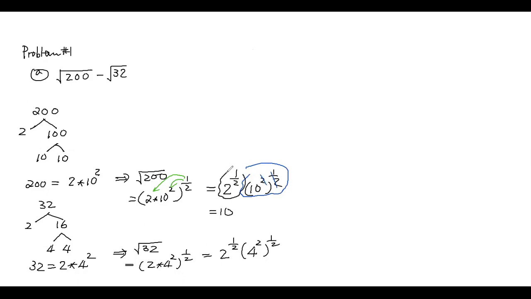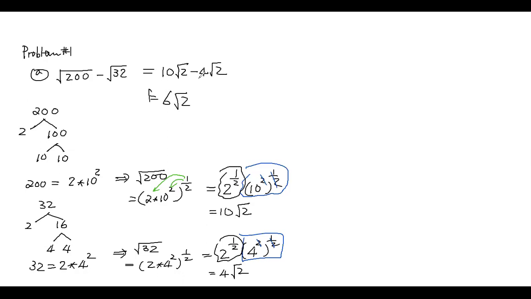So what is this one here? This is 2 to the 1/2, that's the square root of 2. The same way for this one, the 2 and 1/2 cancel, so this will be 4, and the same way this one is the square root of 2. Now I simplify this to 10 square root of 2 minus 4 square root of 2. So how many square roots of 2 do I have here? I have 6 square roots of 2, right?